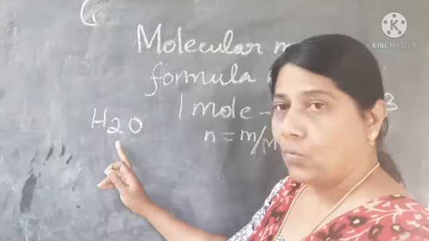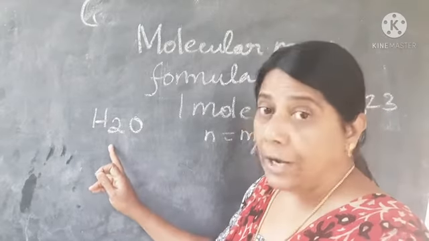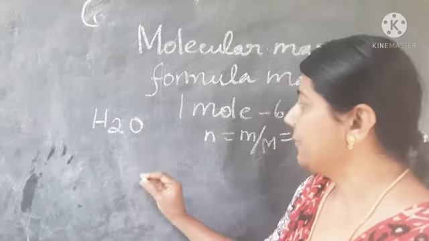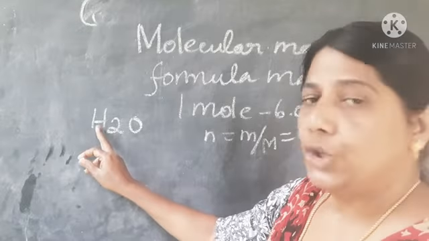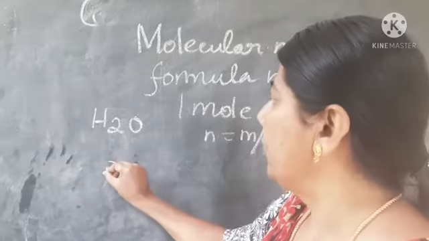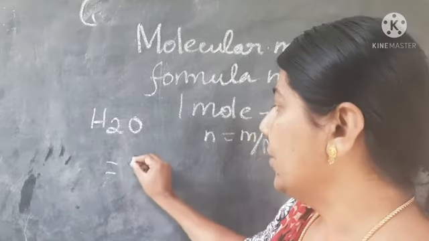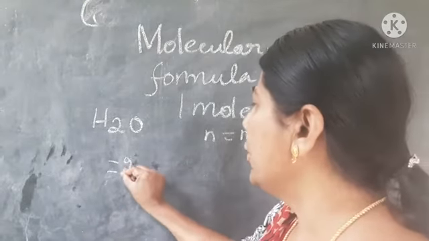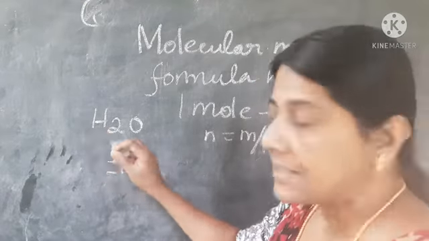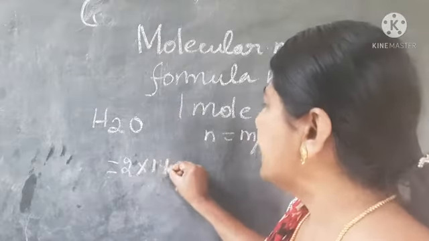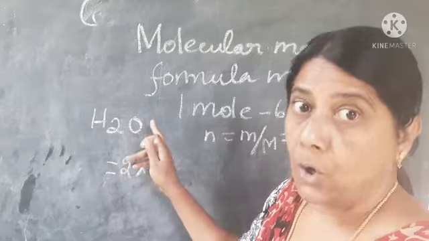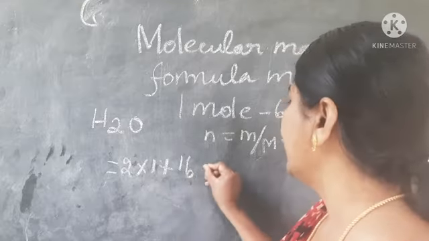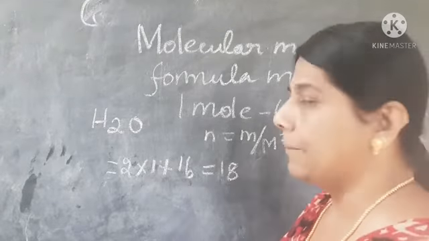I have written water. How can we find out the molecular mass and formula mass unit of it? Here, two atoms of hydrogen and one atom of oxygen are present. So we are going to add the sum of its atomic masses. 2 into the atomic mass of hydrogen, which is 1, plus the atomic mass of oxygen, that is 16. So 2 into 1, 2, plus 16, it is equal to 18.